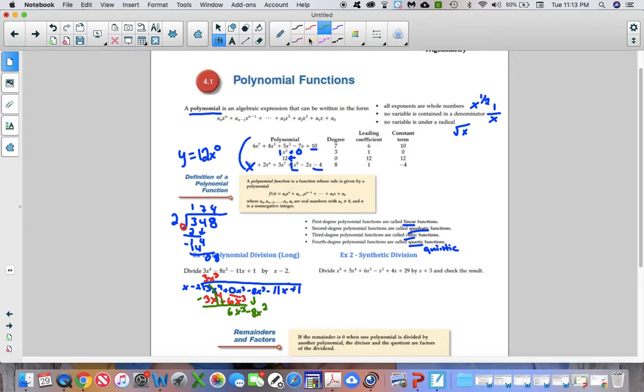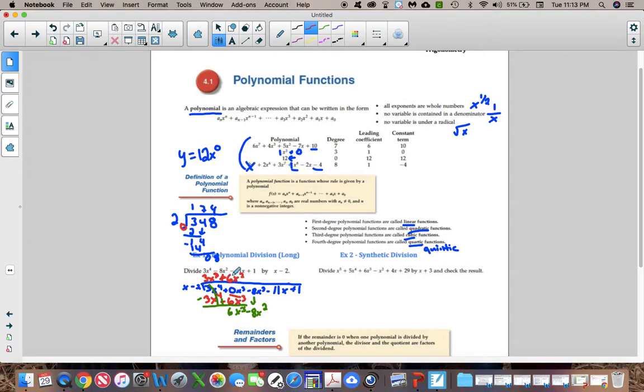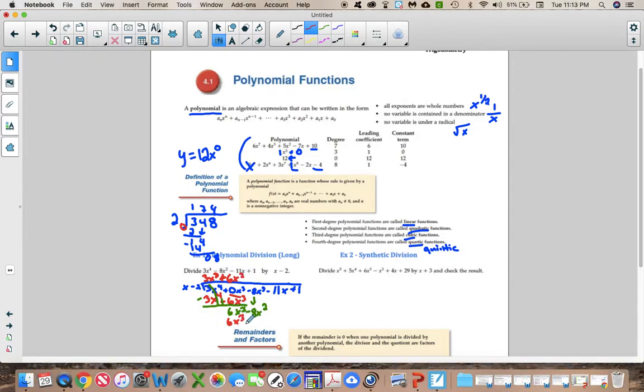So I look to see, what do you multiply by x to get 6x to the third power? And that's just going to be 6x squared. And it's a positive 6x squared, okay? And then I multiply them back through. 6x squared times x is 6x to the third power, okay? 6x squared times negative 2 is negative 12x squared. All right, I'm going to run to the bottom here, and that's fine. I'll just write over top of it.